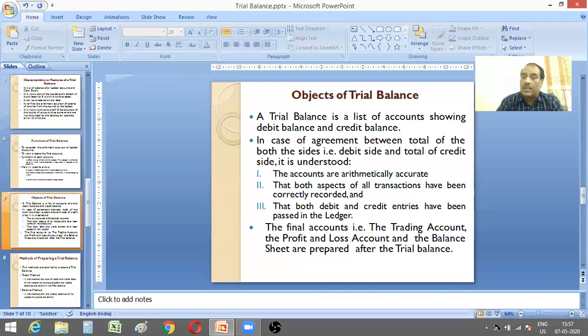And then the final accounts, that is the trading account, the profit and loss account, and the balance sheet, are prepared after the trial balance. Once the trial balance ascertains that there is no mathematical inaccuracy and records are correctly entered, then we go for the next step, that is the preparation of final accounts, and we prepare the trading account, the profit and loss account, and the balance sheet.